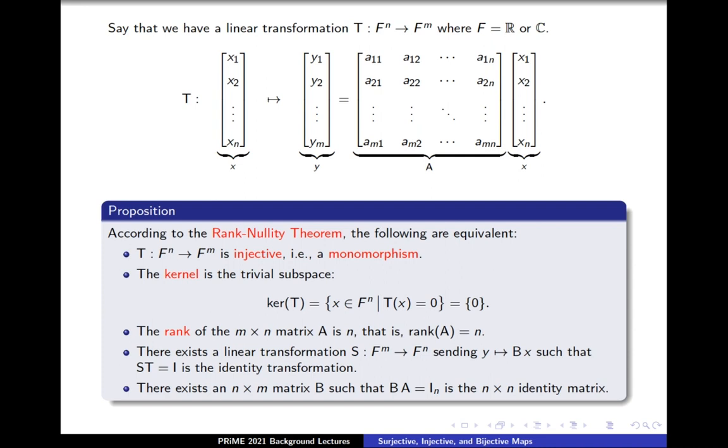The next equivalent statement says that the rank of the m by n matrix A is n. Next, we have equivalently that there exists a linear transformation S from F^m to F^n, sending y to B times y, such that S times T is the identity transformation. And finally, there exists an n by m matrix B such that B times A is I sub n, the n by n identity matrix.